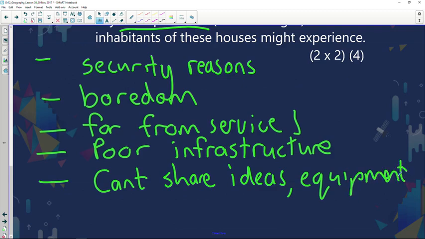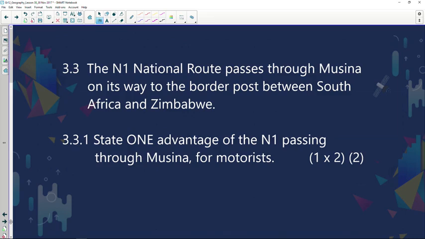Okay, so that's the disadvantage when people live in isolated, dispersed areas. Now, if you look at our next question: the N1 national route passes through MUSINA on its way to the border post between South Africa and Zimbabwe. 3.3.1: State one advantage of the N1 passing through MUSINA for motorists. Now, keep this in mind. So people are traveling through MUSINA because of the N1 being constructed over there.